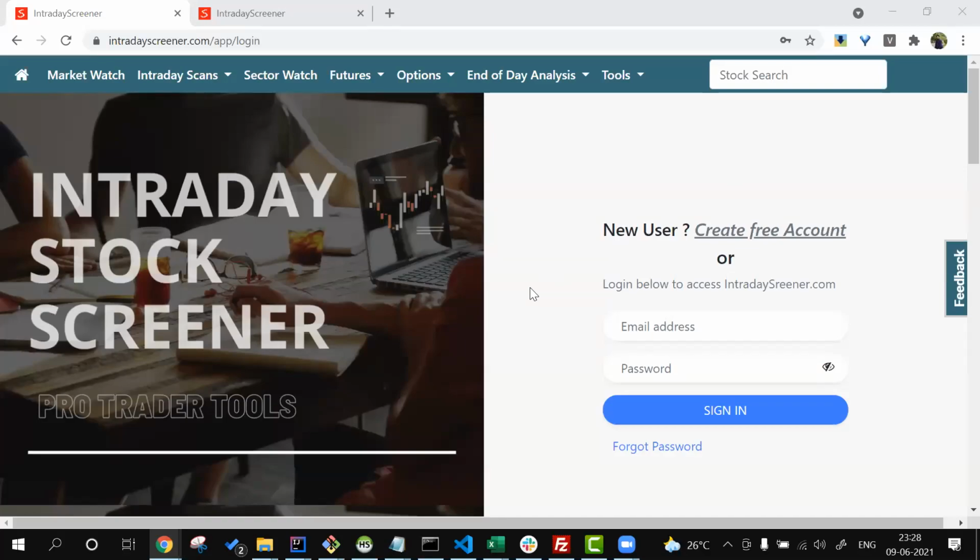Guys, welcome to a demo video of Intraday Screener, and in today's video we are going to have a look at the key features of Intraday Screener and how you can use it for intraday trading, swing trading and other stock market analysis. So first of all, you have to move to the login page of Intraday Screener.